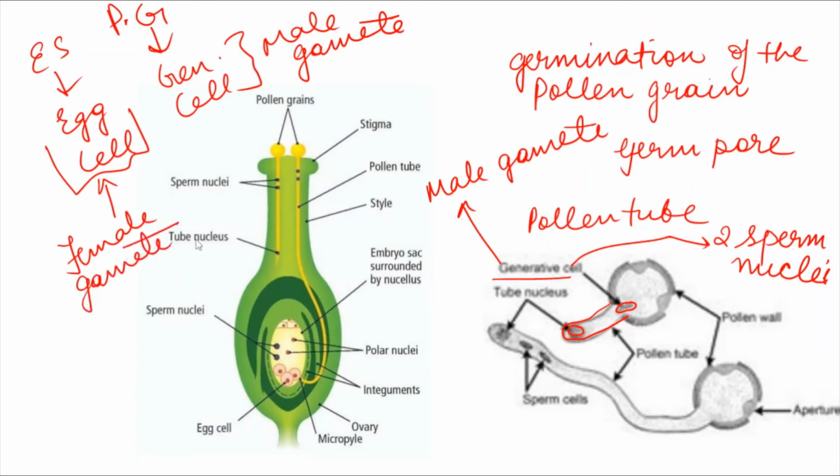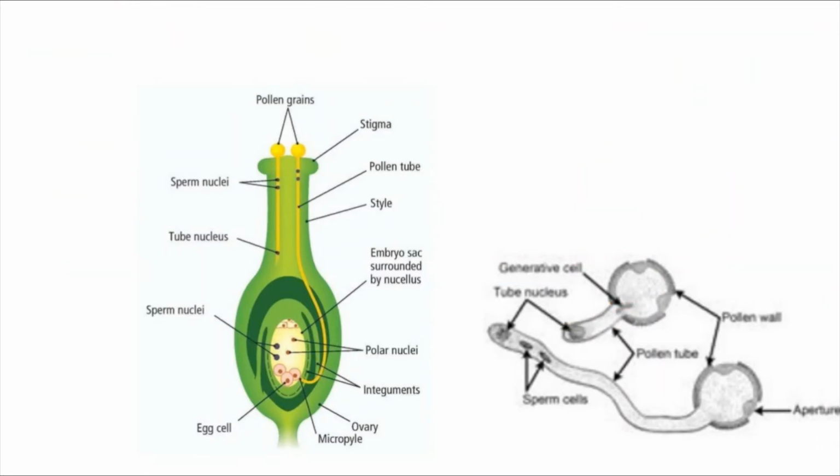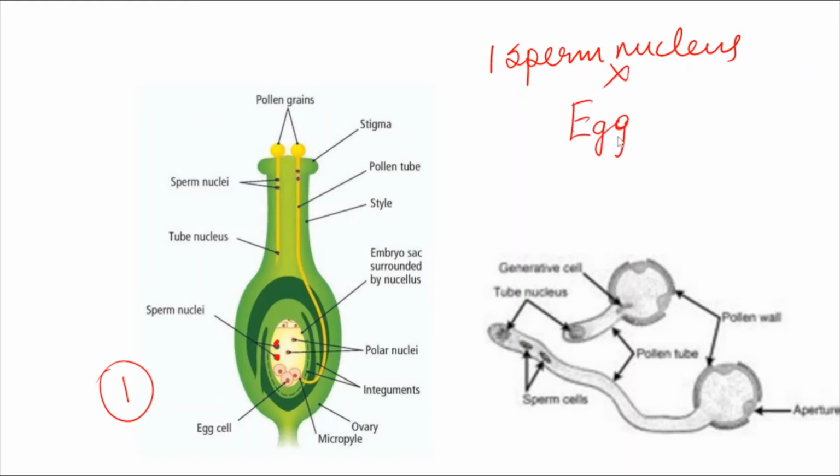Now let us proceed, children. Let's understand the process of fertilization with the help of this diagram now. Now the pollen tube has already reached till the micropylar end. What you will notice, these two sperm nuclei, they will finally enter the embryo sac, and you can see their location over here in the diagram. Next, what happens? Out of these two sperm nuclei, one sperm nucleus will fuse with the egg nucleus, egg cell nucleus.